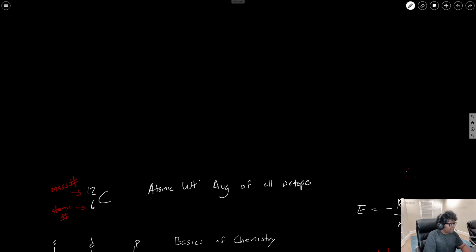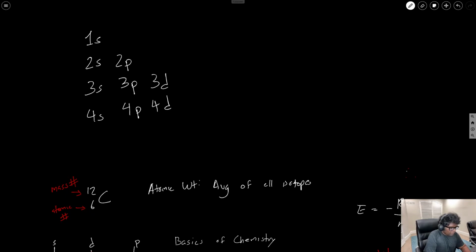Actually, no, I don't want to write that. It's going to be too messy. But the gist of it is that when you start off at 1s, you go to 2s, and then you go to 2p. And 3s, 3p, 3d. It's not as messy as I thought. I'll just go with it. So yeah, I'll start off like that.